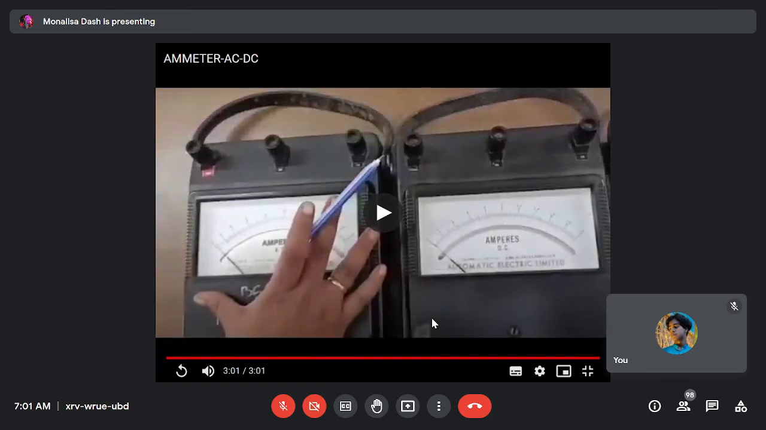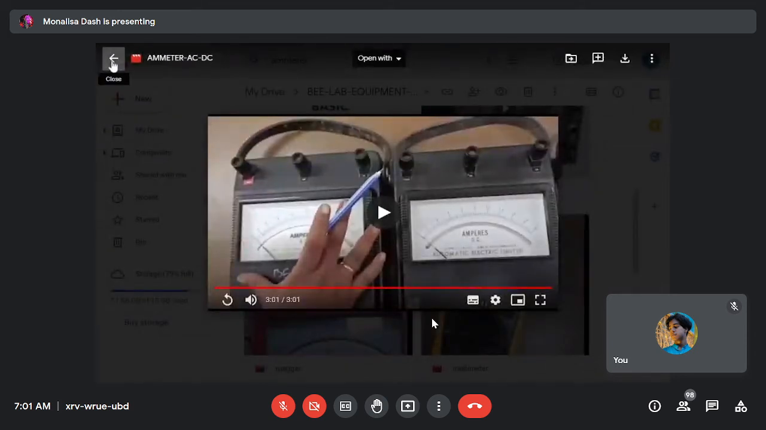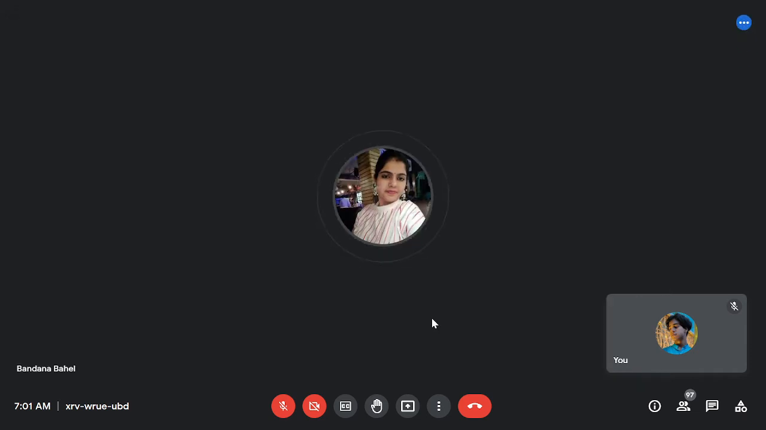Ma'am, which types did you tell? MI and MC type. MI is moving iron type and MC type is permanent magnet moving coil type, PMMC. MI can be used for both AC and DC, but PMMC instrument is only used for DC.